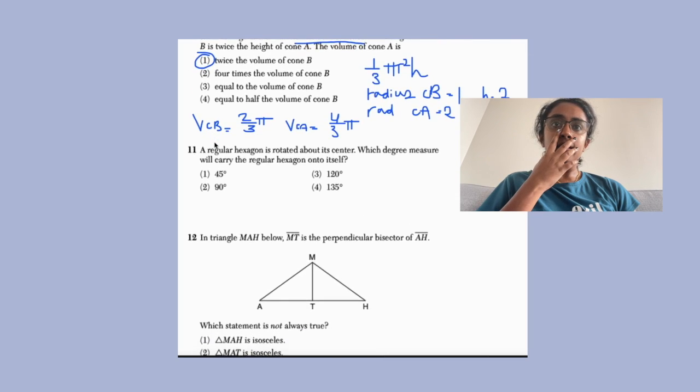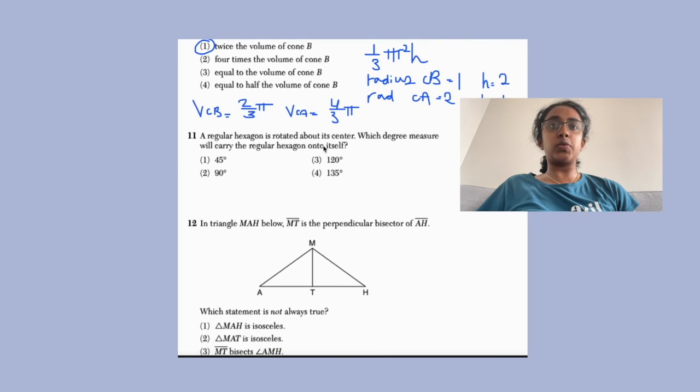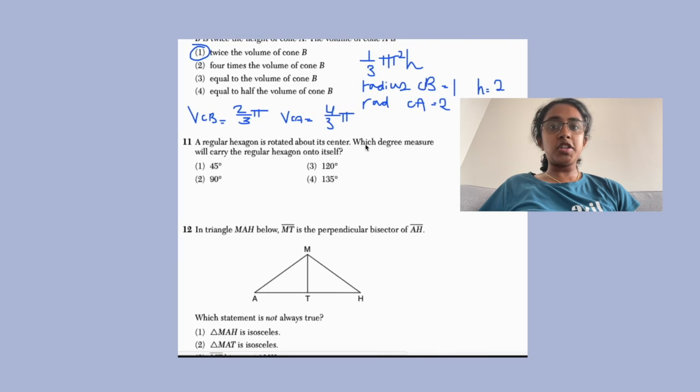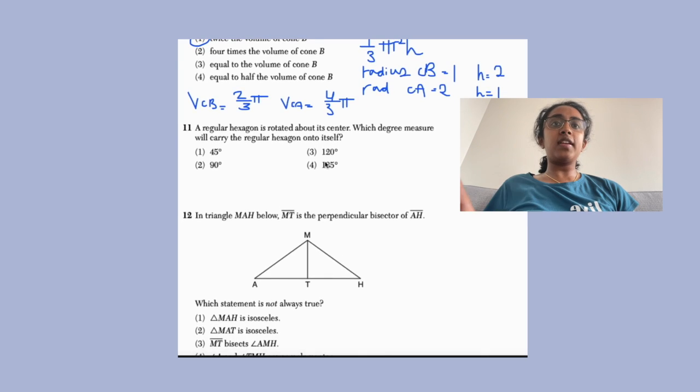Now let's move on. A regular hexagon is rotated about its center. Which degree measure will carry the regular hexagon onto itself? One thing that you need to remember is that 60 degrees, 120, 180, all of those are good ones to carry a regular hexagon onto itself. So you would just answer with 3.